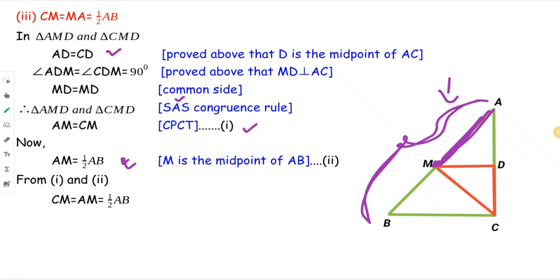Now from equations 1 and 2, can you see that AM, CM, and half times AB are all equal to one another? Even their right hand sides have to be equal to one another. That's how we get the proof. All right, CM equals AM equals half times AB, which is our proof here.